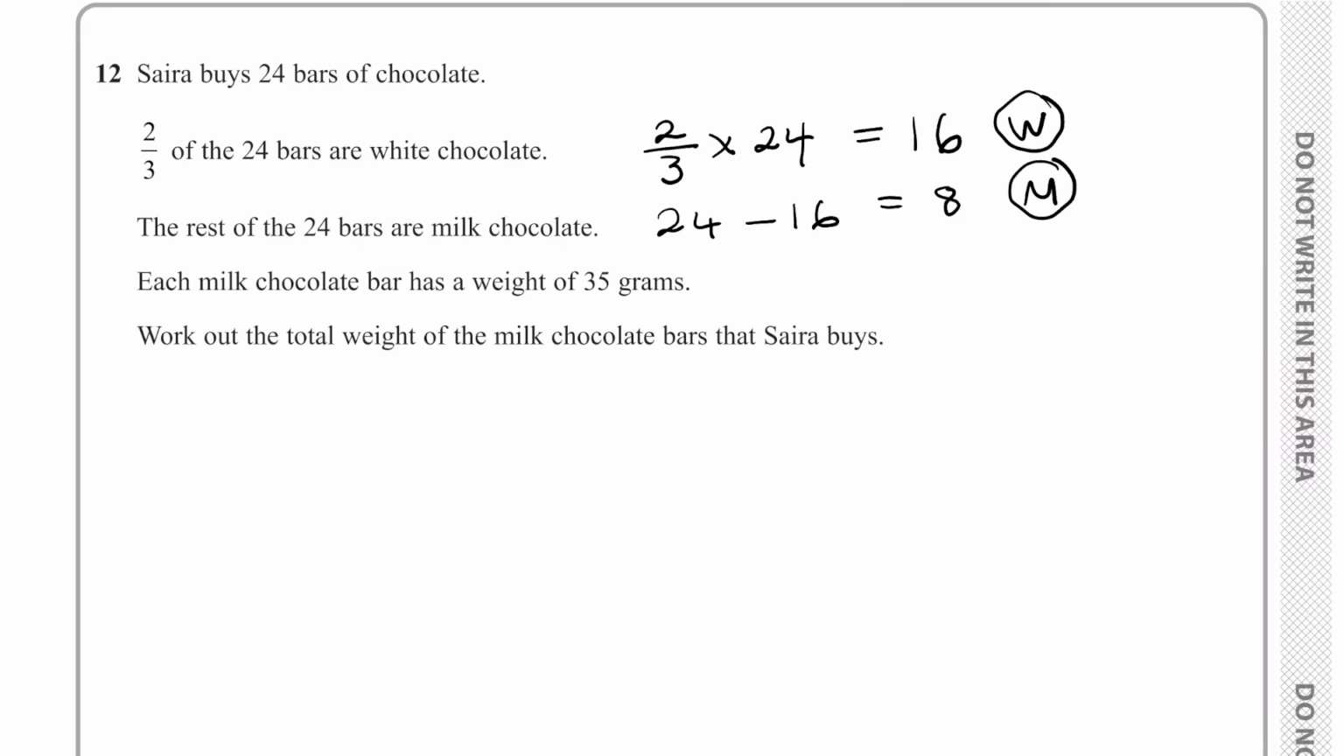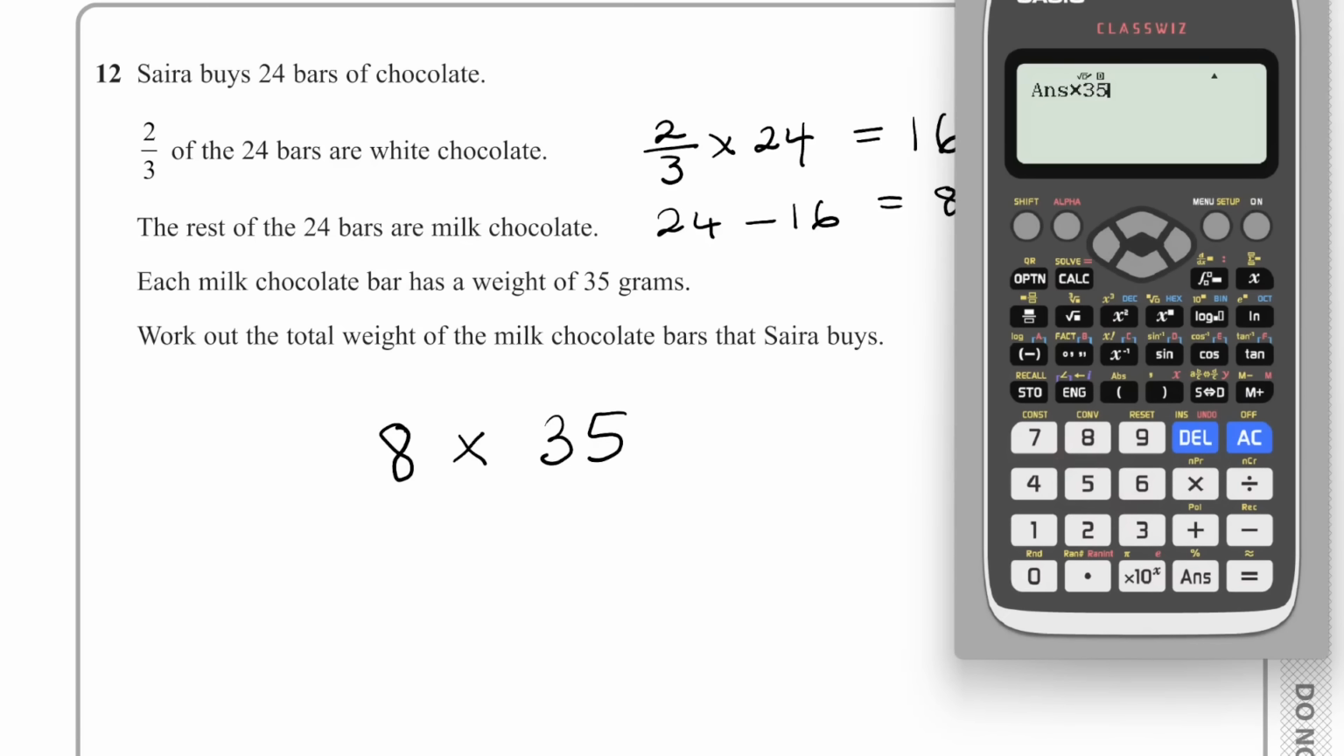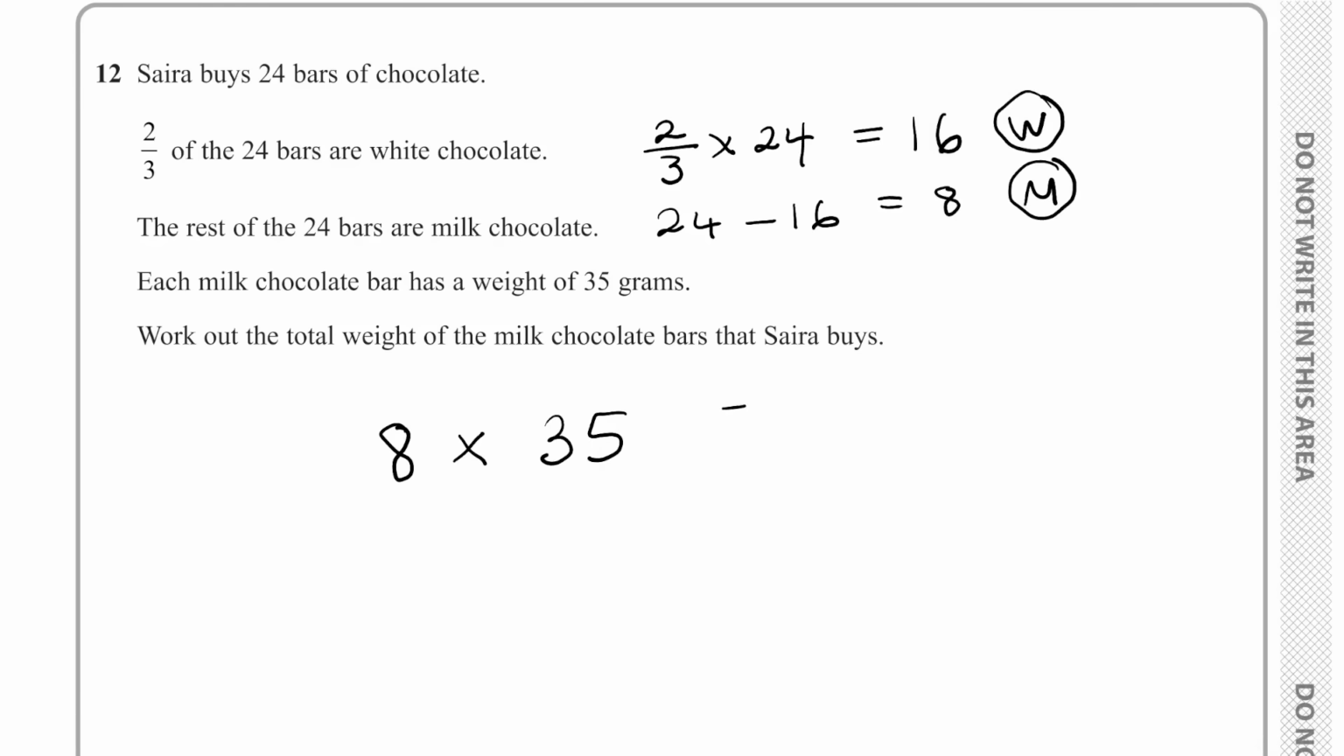Each milk chocolate bar has a weight of 35 grams. What is the total weight of the milk chocolate bars? So it's 8 lots of 35. So answer, 8 times 35 is 280. So it's 280 grams.